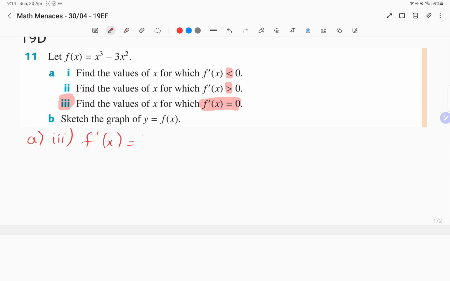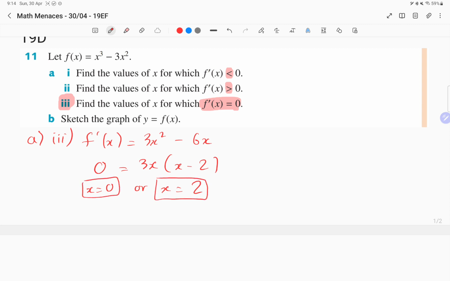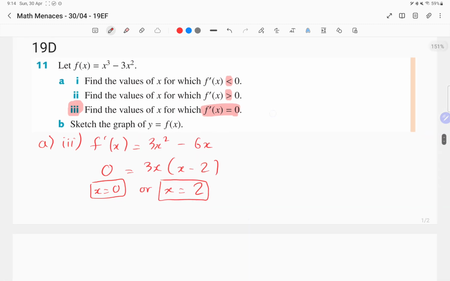So that'll be 3x squared minus 6x. Alright, and then set that equals to 0. Take out the common factor 3x, then you get x minus 2. Okay, now factor law, x equals 0 or x equals 2. Okay, any question at this point? Now, everything makes sense so far? Remember this from last week?